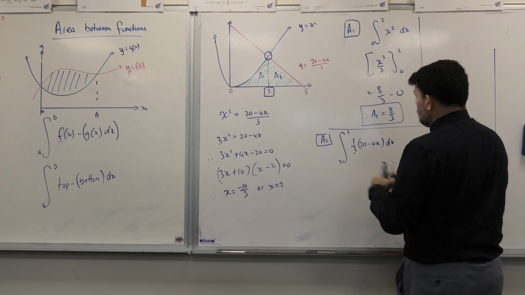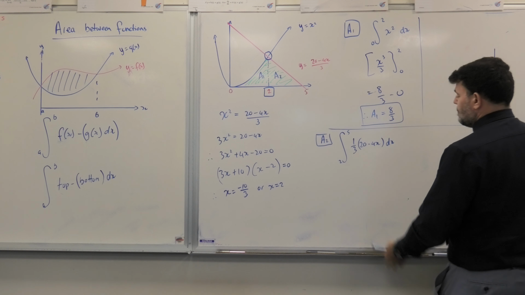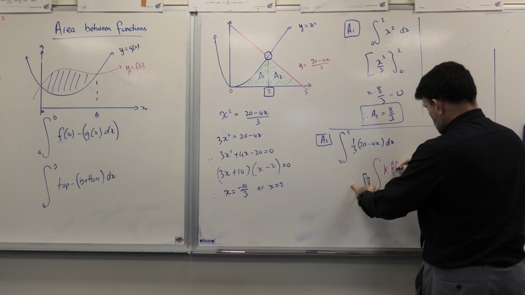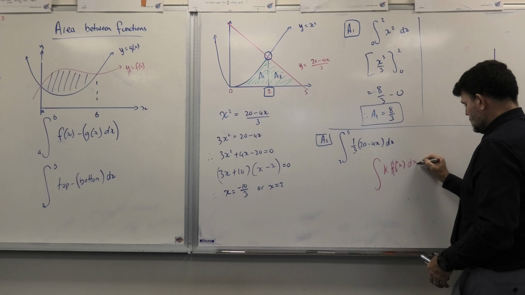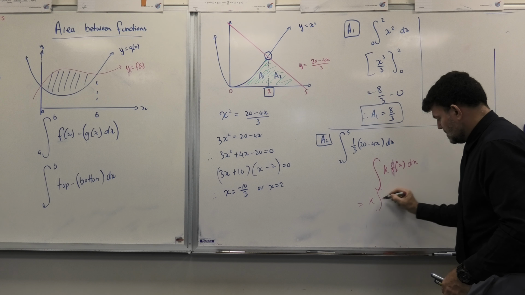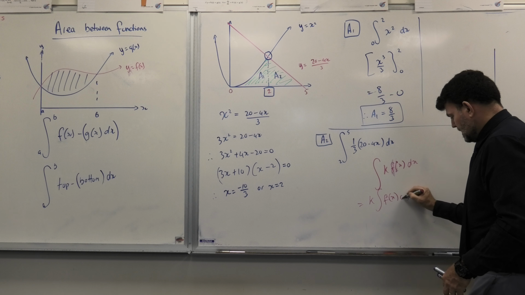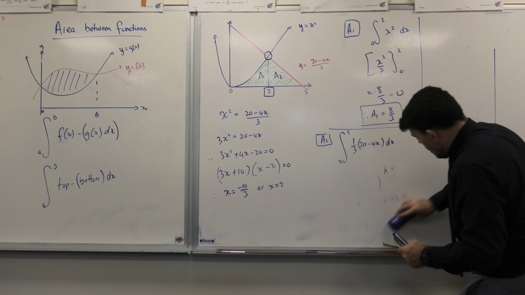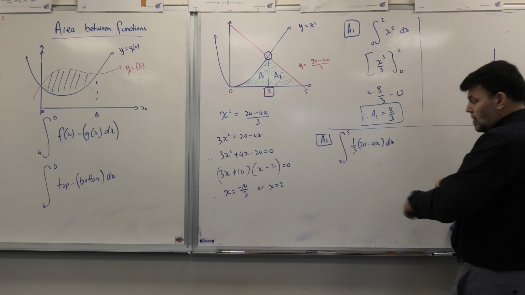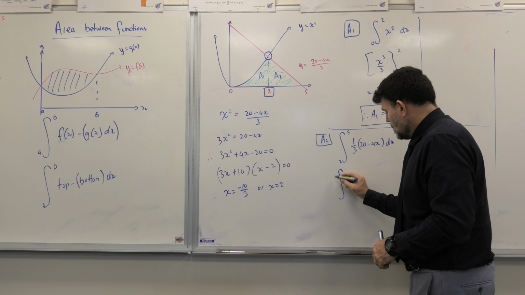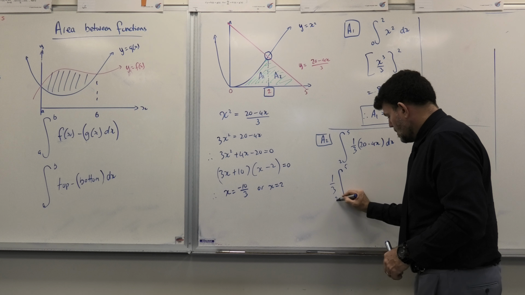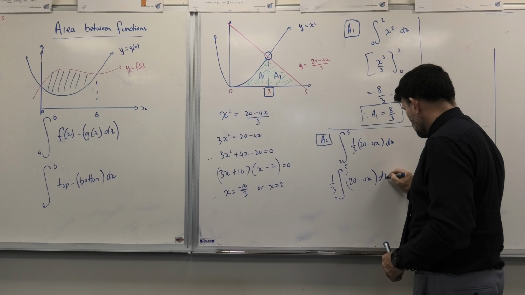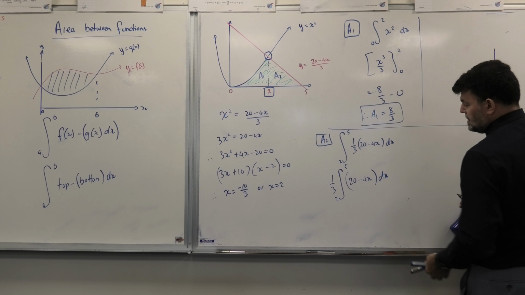Because remember, one of the rules that we have in terms of integration is if I have the integral of k times f(x) dx, this can be rewritten as k times the integral of f(x) dx. And I can do that same thing here. I'm not integrating that constant, I'm integrating the function behind it. So if we rewrite this, we can bring the 1/3 out, the integral from 2 to 5 of 20 minus 4x dx. And now I'm ready to start integrating.